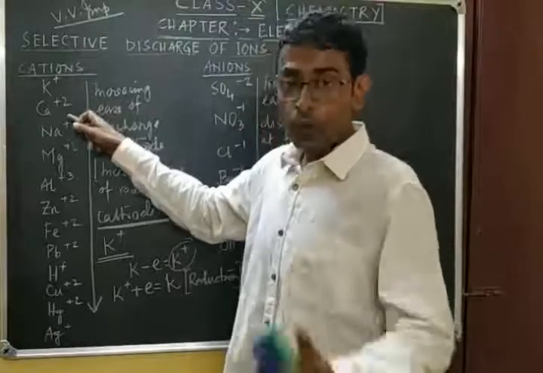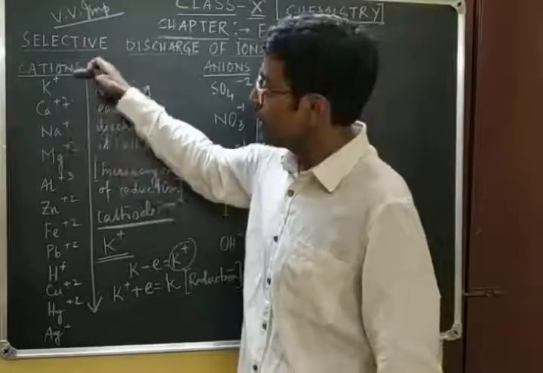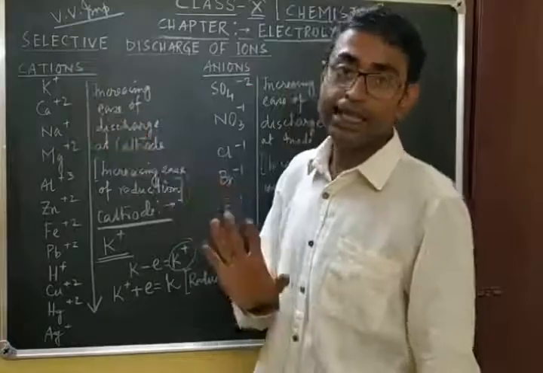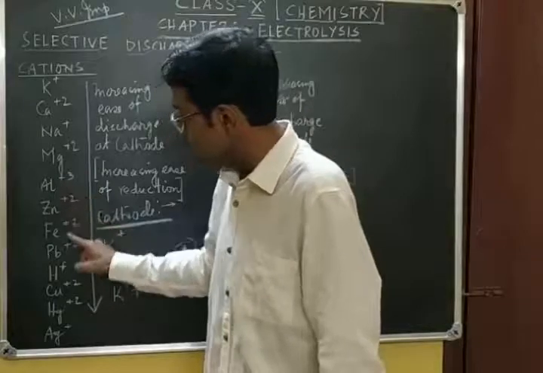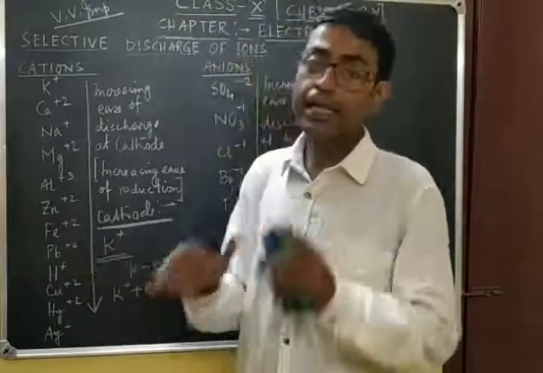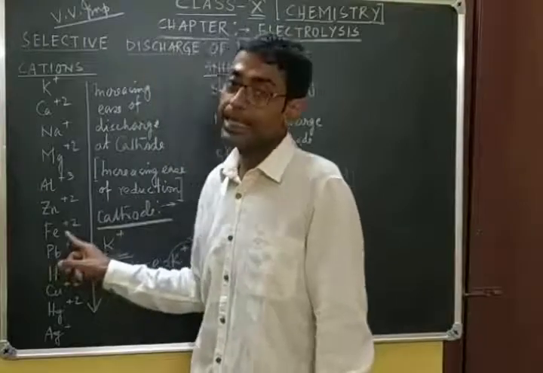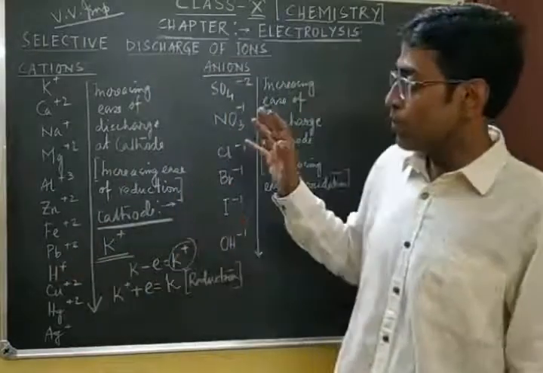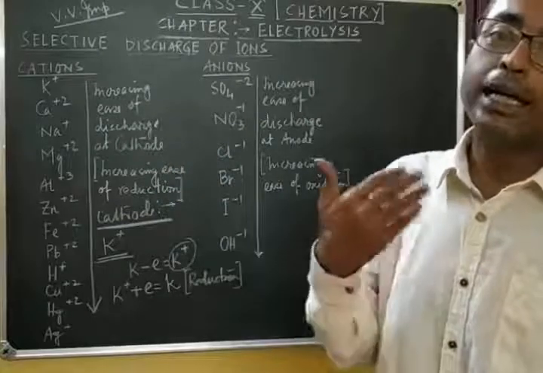Say in a solution or an electrolyte, potassium and calcium are present. Which one will be liberated first? Calcium. Why? Calcium is placed lower in the activity series. Now see here, let us assume aluminium and iron are present in a solution. Iron will be liberated first at the cathode. So the cations which are placed lower in the activity series will be liberated first.